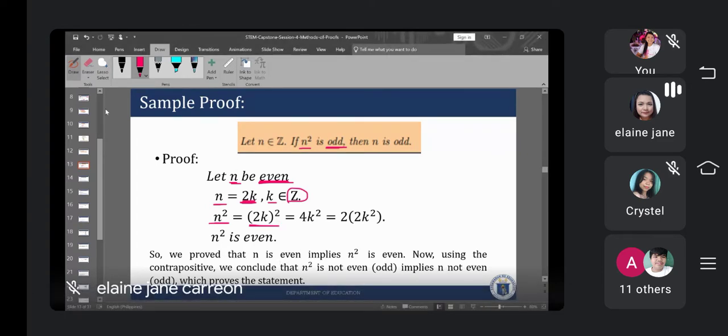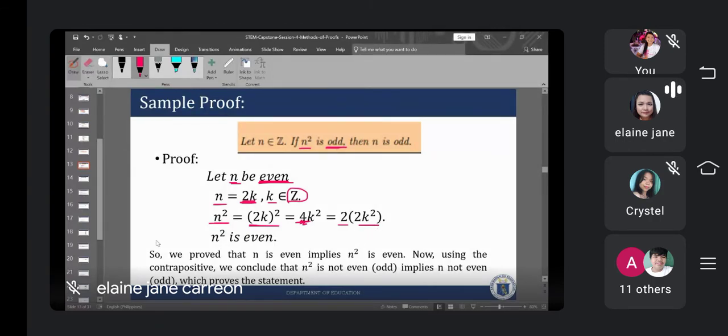Okay, paano naging 2 times the quantity 2k square? So, in this part, we factored out 2 in our 4. Di ba? 2 times 2 is 4. So, therefore, we factored out 2. Ang natira is 2k square.